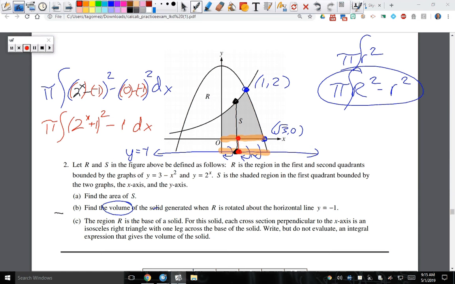So let me go ahead and put that in there right now before I start changing the screen. So pi times the integral. I'll go ahead and switch now.